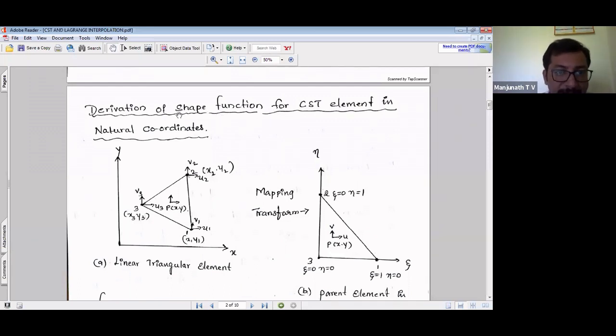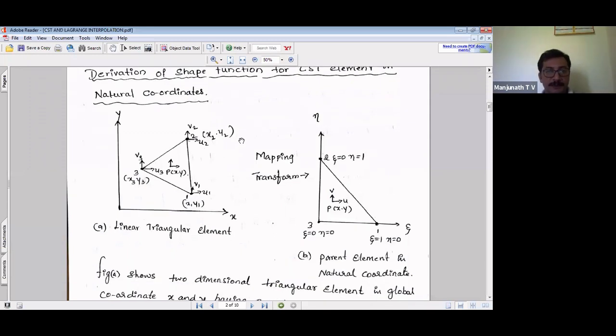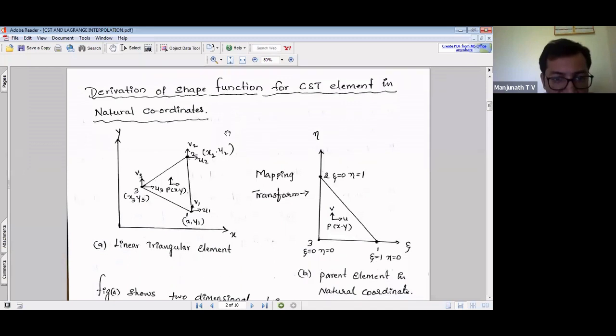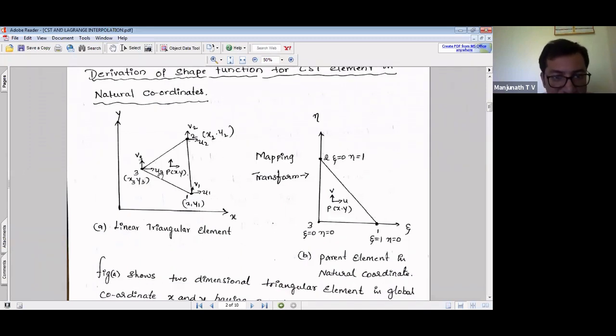Now we are going to discuss the derivation of shape functions for the constant strain triangular element in natural coordinates. Before deriving, we are going to draw a constant strain triangular element, which has nodes 1, 2, 3. As we write the nodes 1, 2, 3, we follow the counterclockwise direction, because the same way it is considered in the software also. In the software, for elements having three nodes, it always considers the counterclockwise direction: node number 1, node number 2, node number 3.